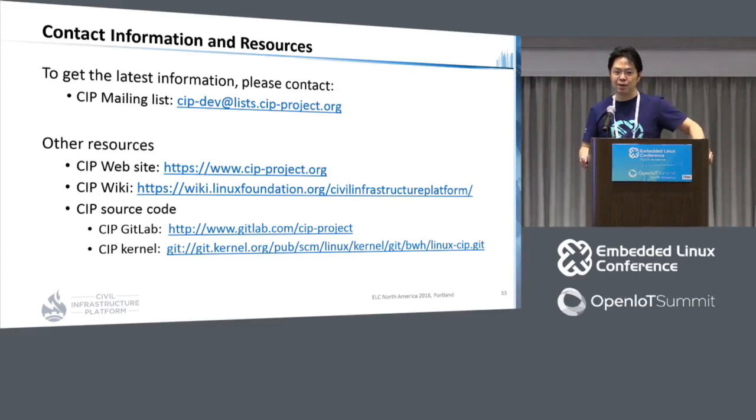Okay, the question is, do I have a summary showing CIP versions and release timing? The answer is, sorry, I don't have one. We can check the Git log to get the summary, but currently we don't have a page that summarizes that. Ah, I see. Okay, that's a good comment. Thank you very much.